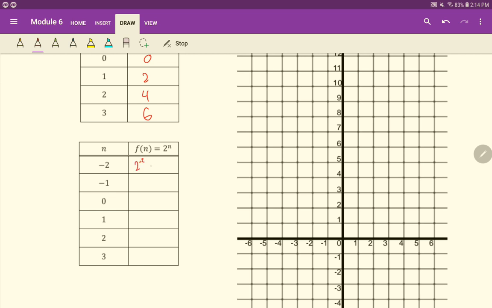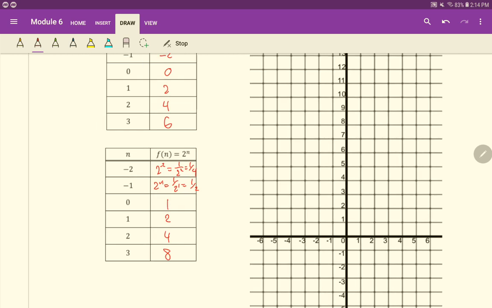So this one will be negative 2 to the negative 2, which would be 1 over 2 to the 2, or 1/4. This is 2 to the negative 1, which is 1 over 2 to the 1, or 1/2. This will be 2 to the 0, which is 1. 2 to the 1 is 2. 2 to the 2 is 4. And 2 to the 3 is 8. So now let's plot these points.